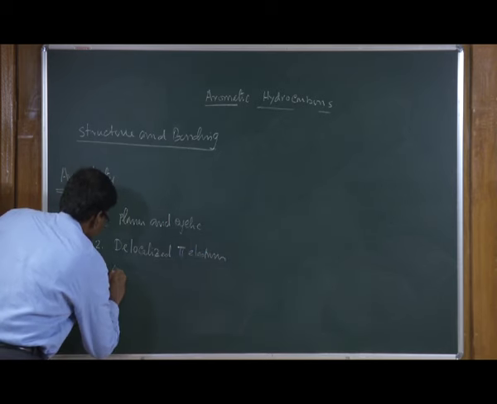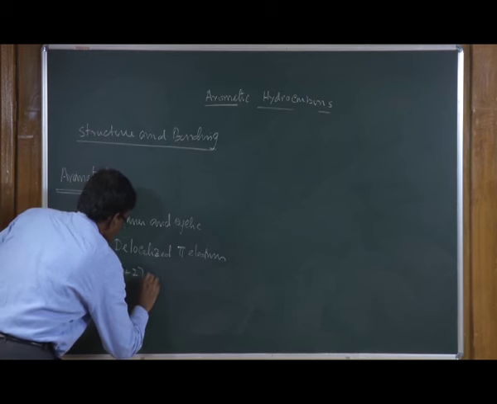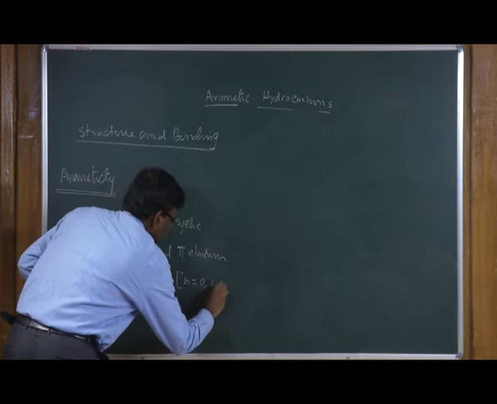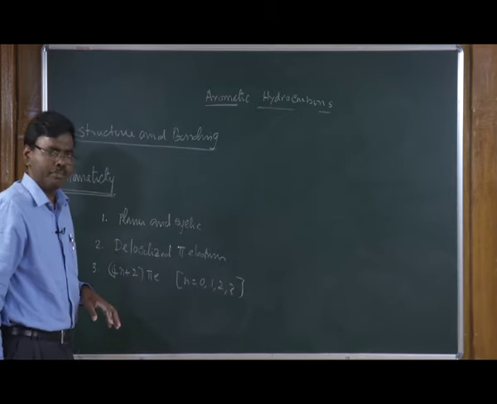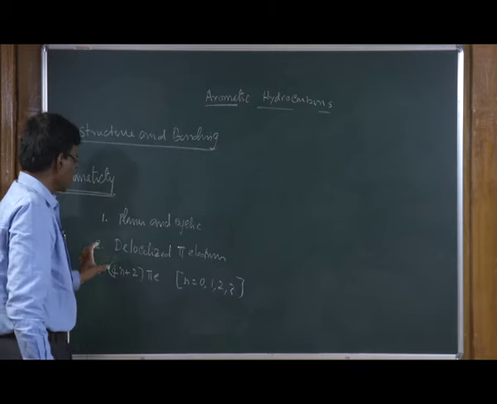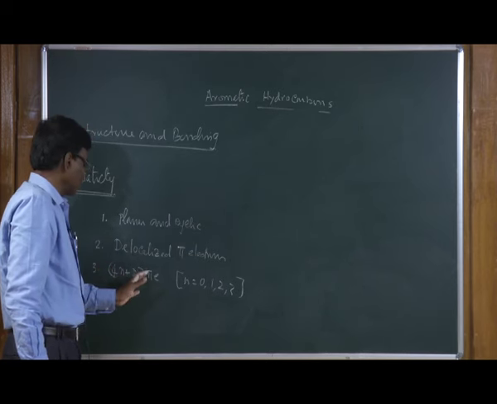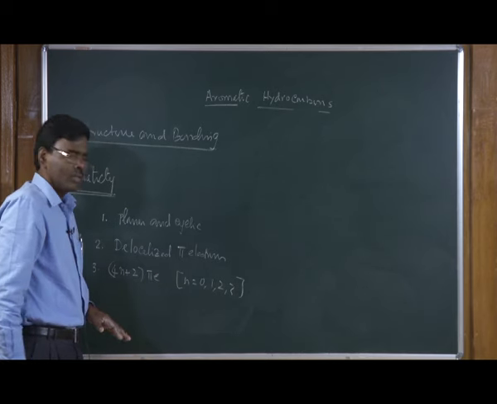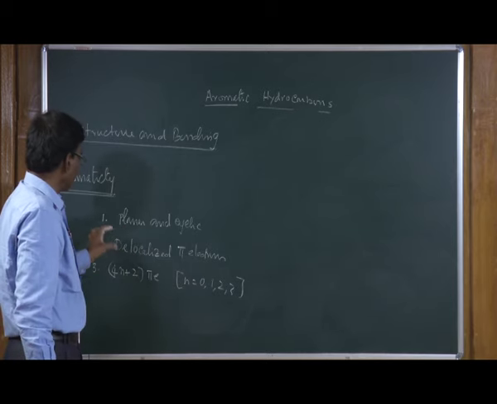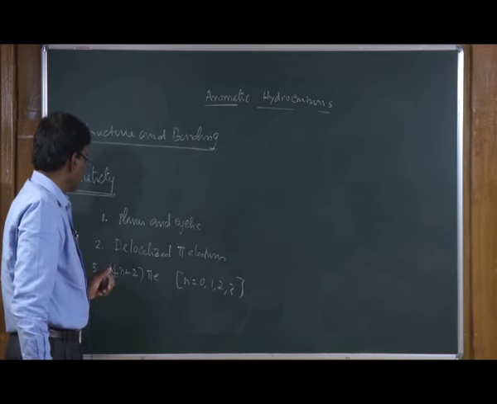And third, it should have 4n+2 pi electrons, where n equals 0, 1, 2, 3, etcetera, an integer. So, for a compound to be aromatic, it should be planar and cyclic, it should have delocalized pi electrons, and it should have 4n+2 pi electrons. n can be 0, 1, 2, 3. So, if a compound satisfies the following, then it can be aromatic.